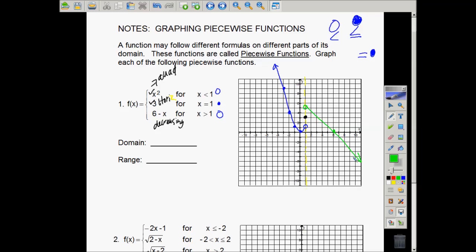And then it just goes down like a regular function, because I could just do my slope, right? I could go down and to the right, down and to the right, down and to the right. It's just a linear function.